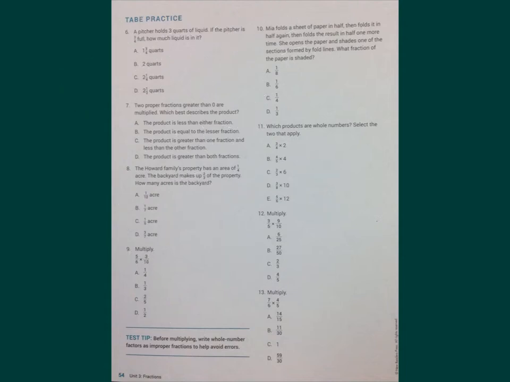All right, so let's look at number 9. Number 9 reads, it just says simply to multiply 5/6 times 3/10. So let's multiply. We know 5 times 3 is going to be 15.